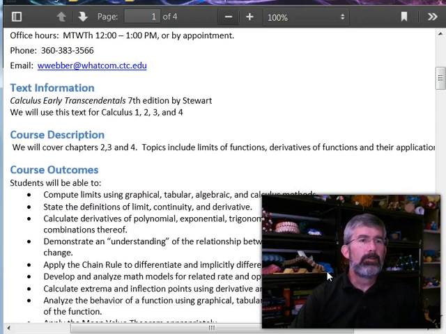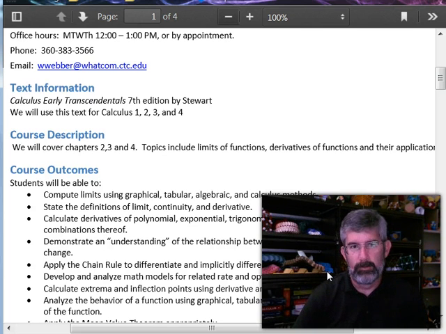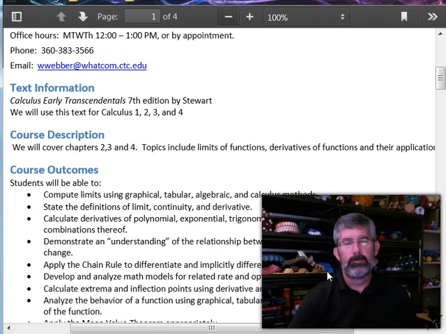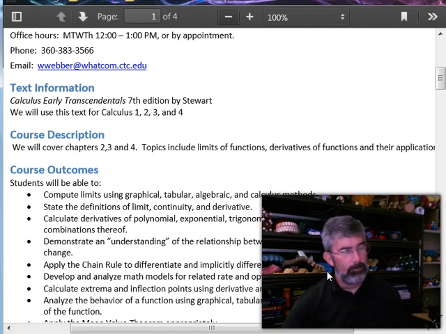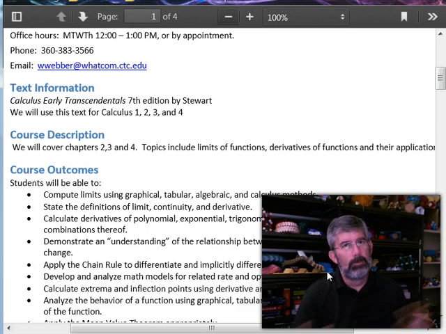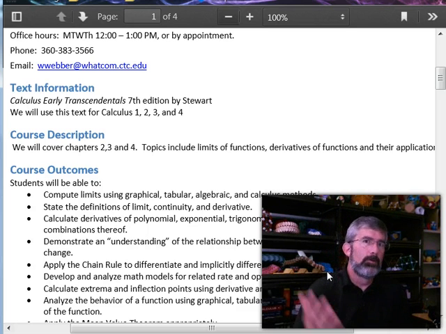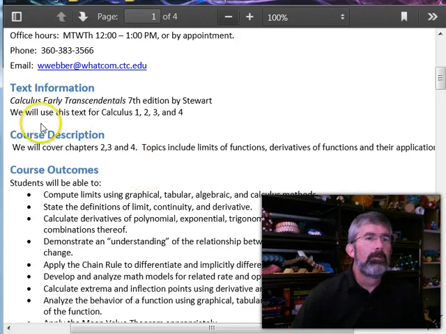So let's see. The text is Calculus, Early Transcendentals by Stewart. The Early Transcendentals is just a matter of when do we deal with functions like the exponential function and the log function? Do you do it in Calc 1? Do you do it in Calc 2? Well, we do it in Calc 1, so it's early transcendentals. Nothing real fancy about that.